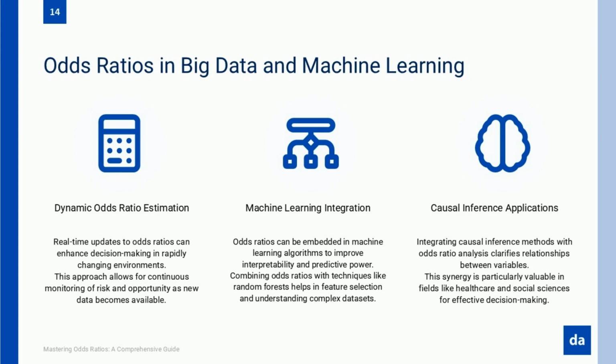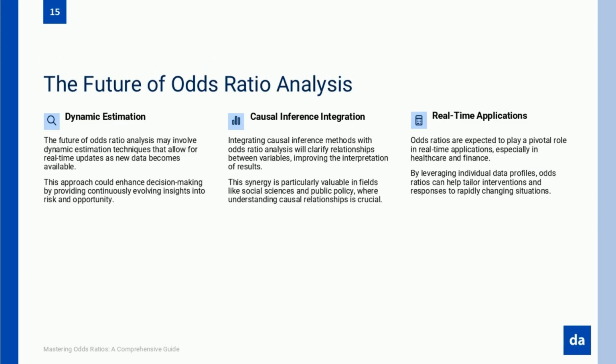As we navigate this new landscape, it's clear that odds ratios are not becoming obsolete in the age of big data and AI. Instead, they're evolving and finding new relevance. By combining the interpretability of odds ratios with the power of machine learning, data scientists are developing more robust, explainable, and actionable insights from complex data sets. This hybrid approach allows us to harness the full potential of big data while maintaining the clarity and interpretability that odds ratios provide. As we stand on the cusp of a new era in data science, the future of odds ratio analysis promises to be both exciting and transformative.